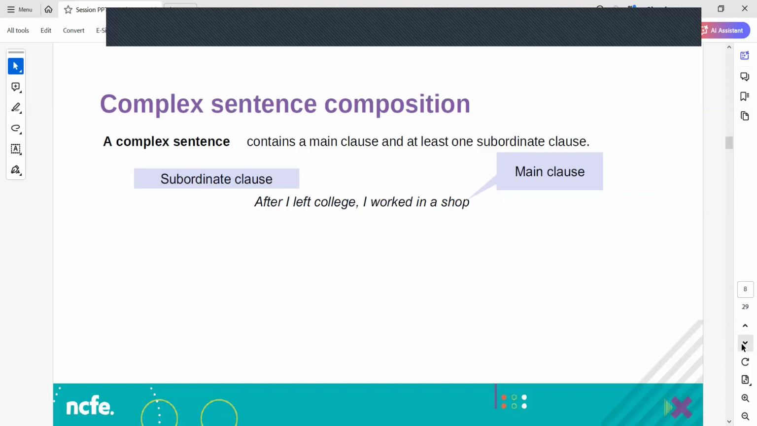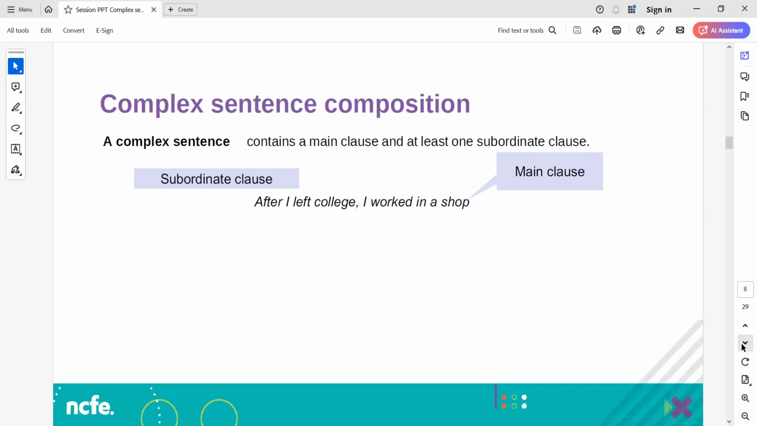Let's look at our complex sentence composition, which will contain a main clause and at least one subordinate clause. And remember, the subordinate clause will not make sense on its own. So in this sentence, the subordinate clause is after I left college, and the main clause, I worked in a shop. So that main clause, I worked in a shop, could make sense on its own.